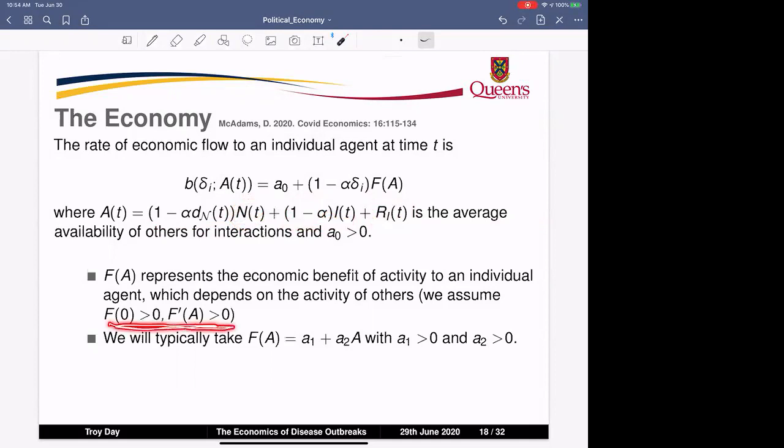In general, these are the assumptions that we would want to make of F: that it's positive at 0, meaning that I get some reward even if nobody else is out, and that it increases as the number of other actors out in the population increases. Typically what I'm going to do though is use this very simple functional form. A1 here is that public return, my jogging return or something like that, and A2 scales the return I get from interactions with others, maybe because others out there increase my economic return or my enjoyment or both of those things. Okay, so that's the economic component of the analysis.